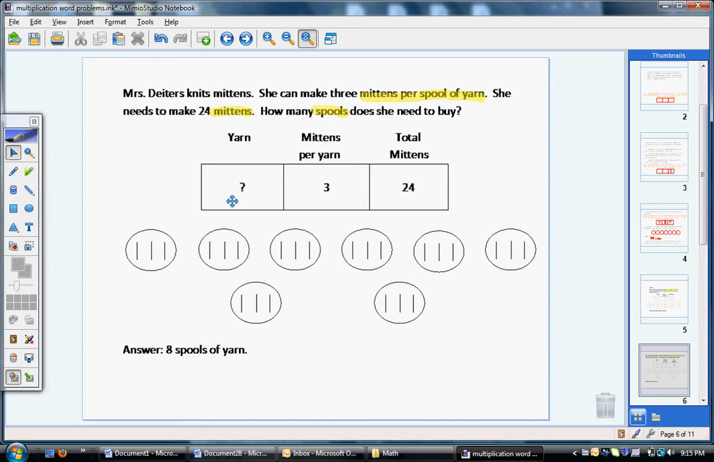If I would have gotten an answer like 72 pieces of yarn, it wouldn't have made any sense at all. Because if I had 72 spools of yarn, and in each one of those I could make 3 mittens, that would have been way more than 24 mittens. So you want to make sure that your answer makes sense.